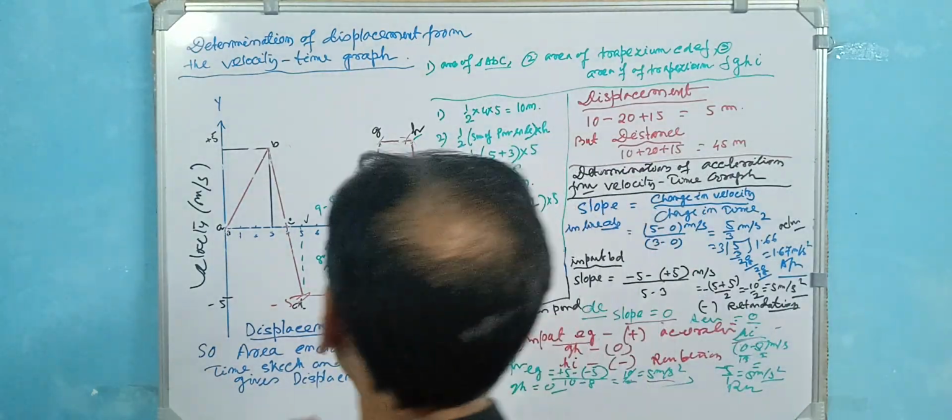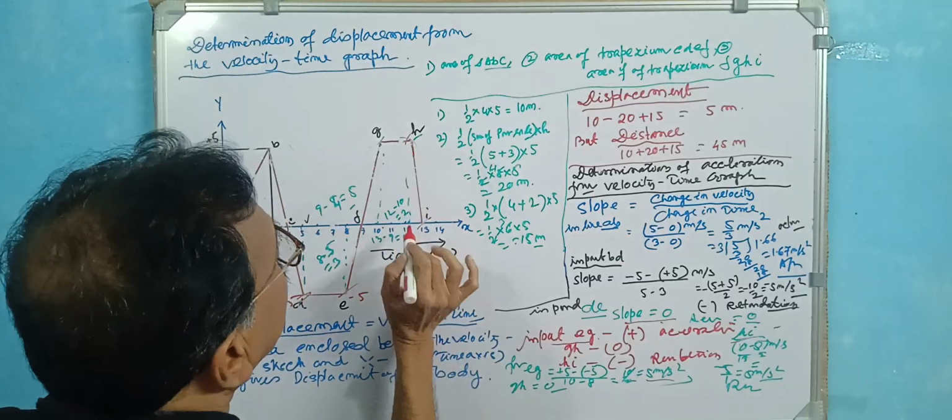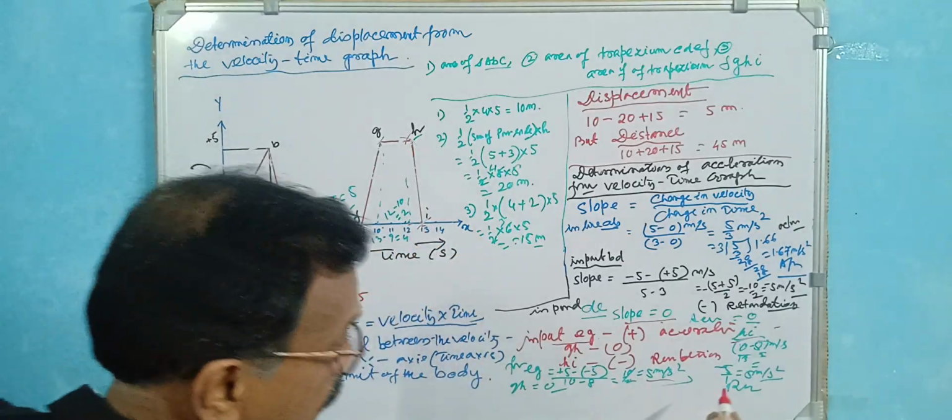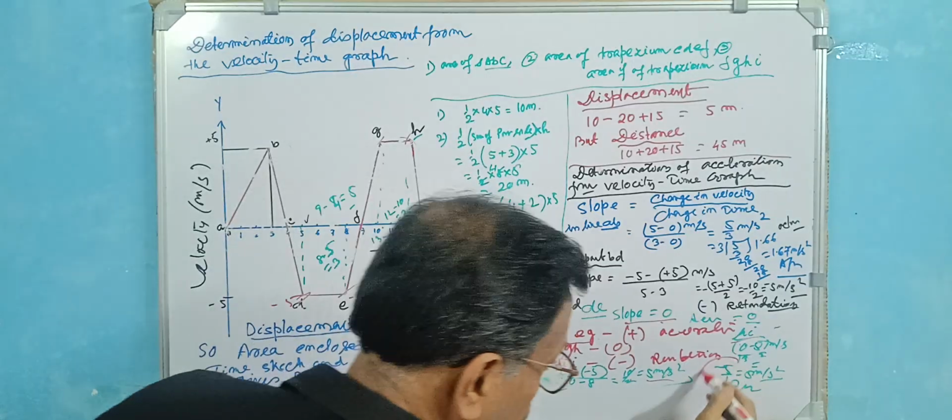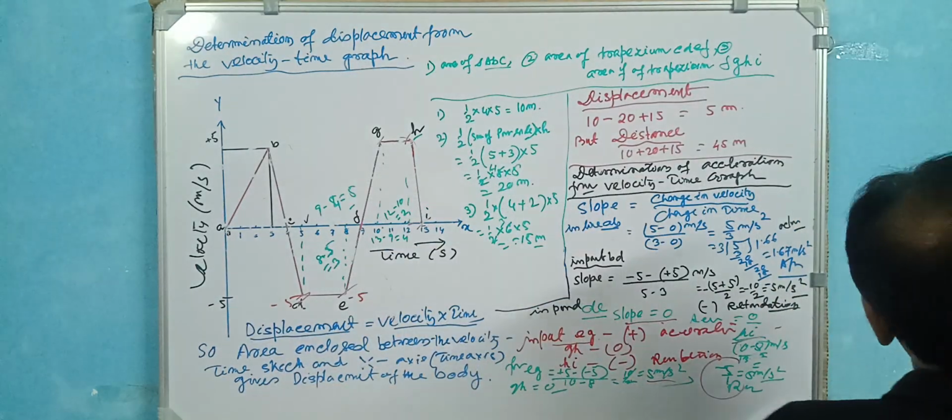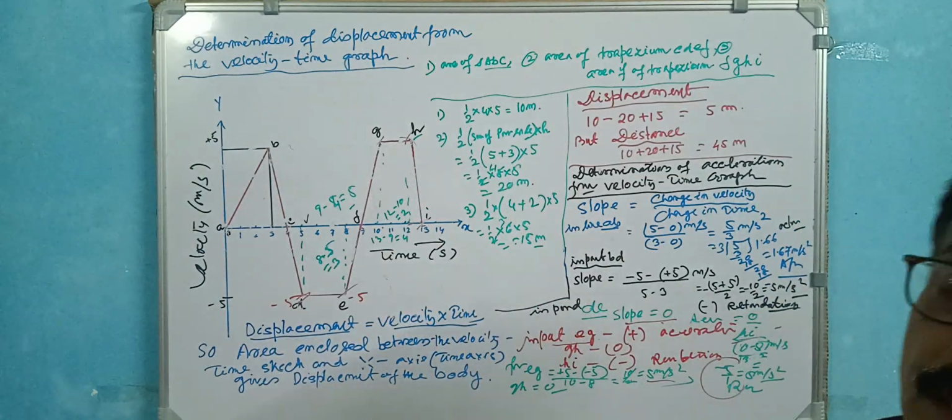What is the change in time? In that case this is 12 and this is 13. So 13 minus 12, this is 1. So what is the retardation here? Minus 5. That means 5 meter per second square is the retardation.